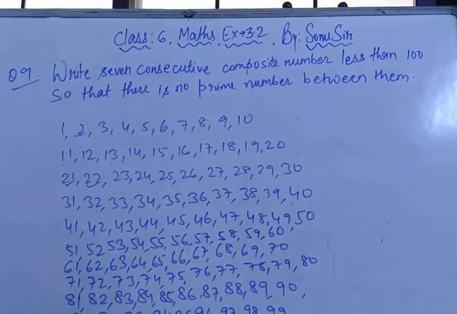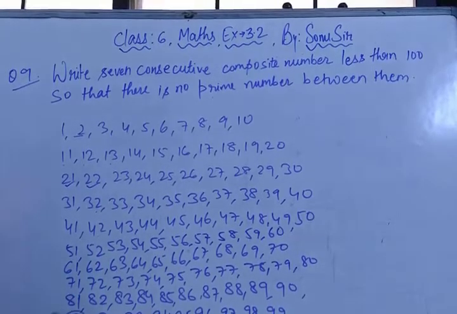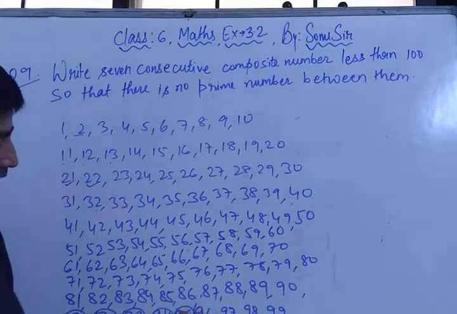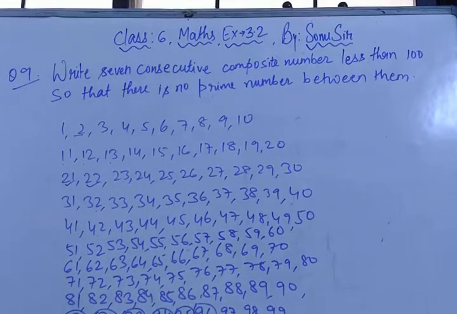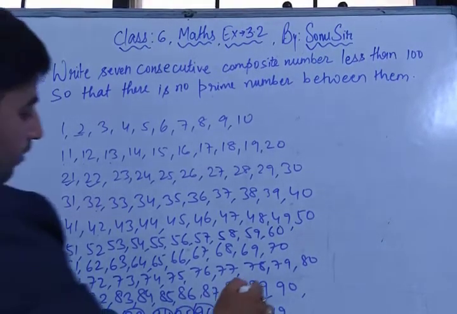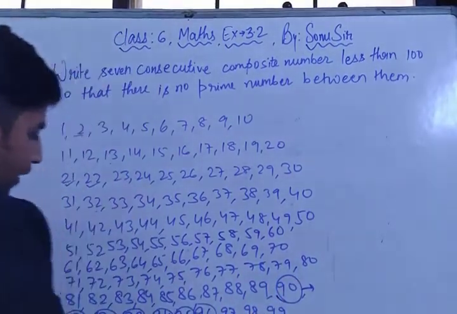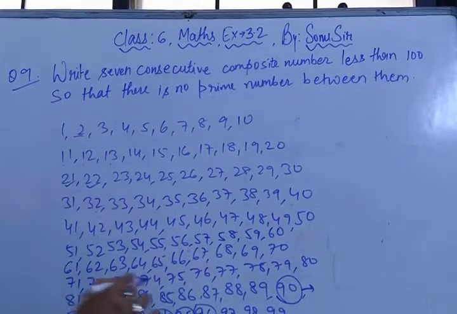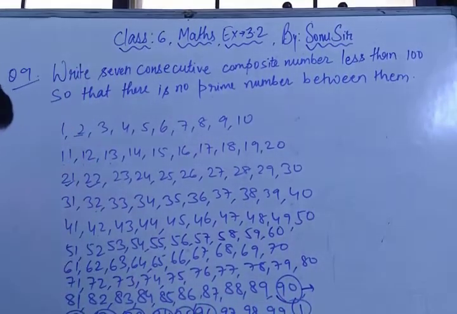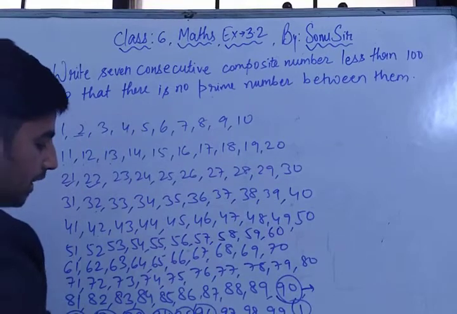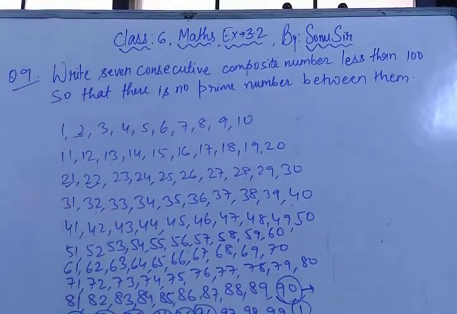But you just have to find only the 7. 1, 2, 3, 4, 5, 6. What about the 97? Can you tell me? If we take 90, 90 is also a composite number, 10 9s are 90. So now you can see from 90 to 96. This is the first composite number, this is the second, third, fourth, fifth, sixth composite number, and so on. So continuously, seven composite numbers.